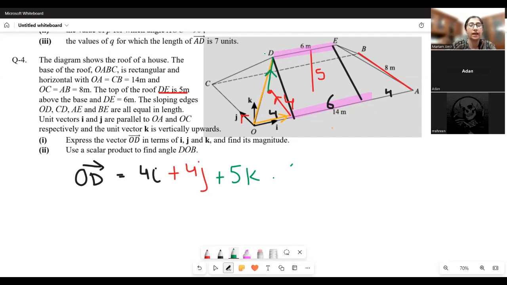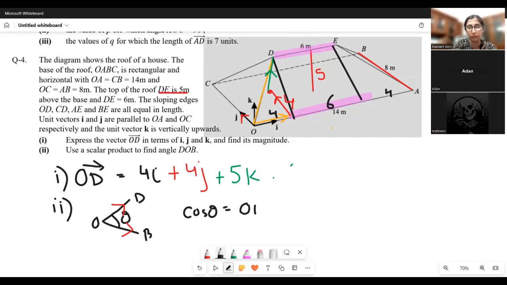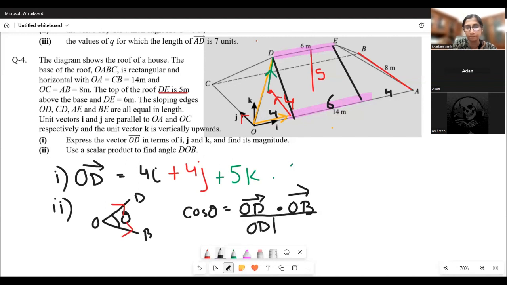Use scalar product to find angle DOB. First, sketch an angle DOB. We need this angle. This should be outward OD and this should be outward OB. So we'll write the formula: cos theta equals OD dot OB divided by magnitude of OD times magnitude of OB. So we already have OD, OB we need now. So we need to go from O to B.